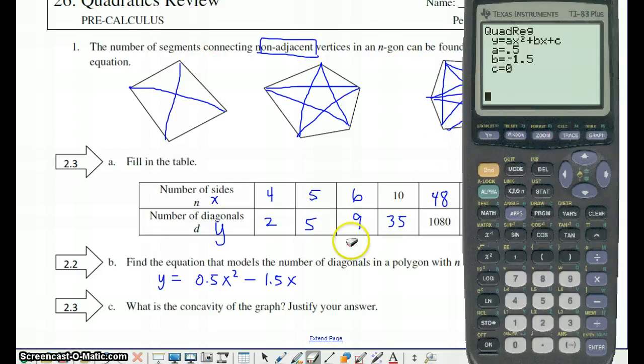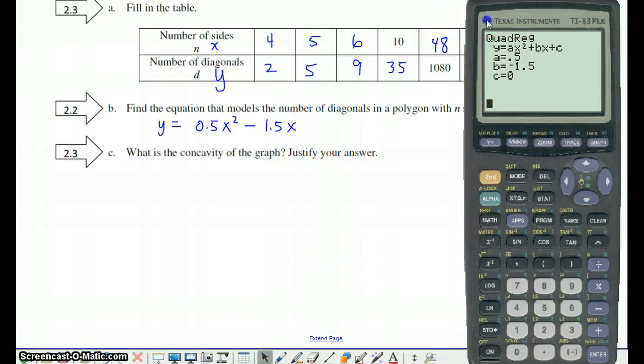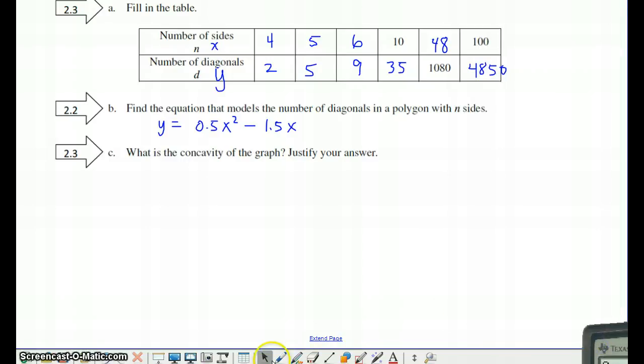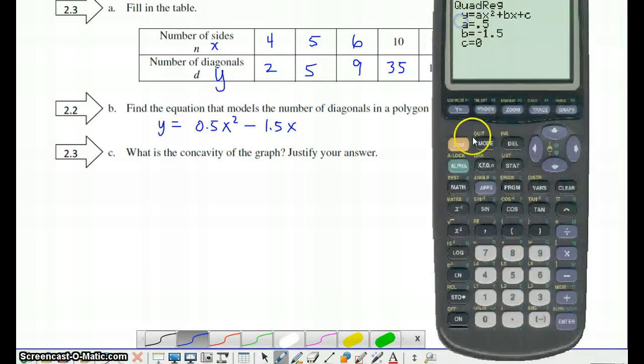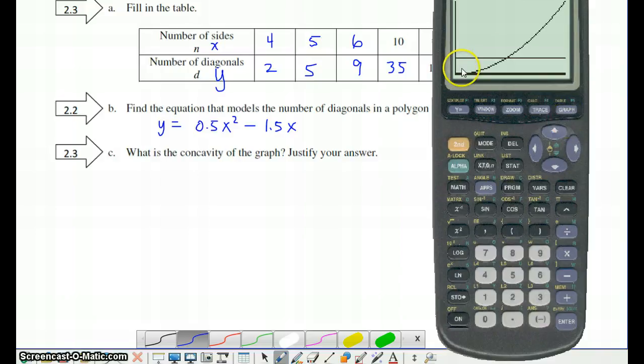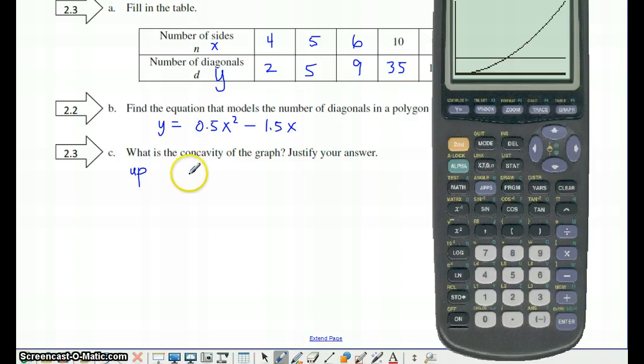Let's see. Next one. What is the concavity of the graph? Okay, this is something that a lot of you have trouble with. Now, just looking at the graph, this is concave up. So I already know it's concave up. But in Precal, we need a justification that has to do with rate of change.